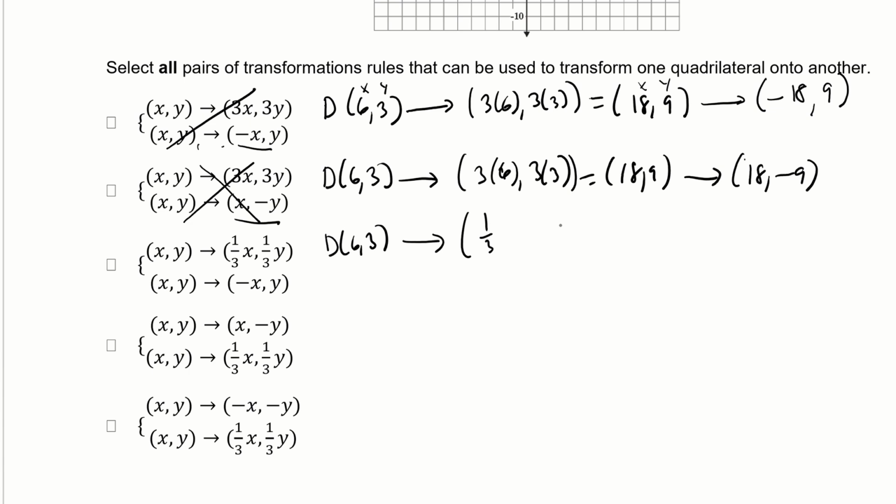Okay, and then let's apply the next set of transformations. So now we're going to do 1/3 x. So 1/3 times 6, 1/3 times y, which is 3. 6 divided by 3 is 2. 3 divided by 3 is 1. So we got 2 comma 1.